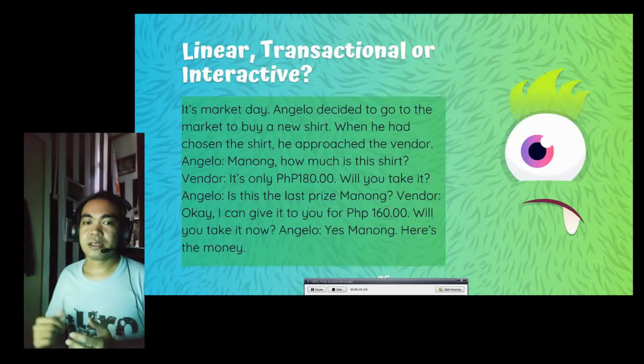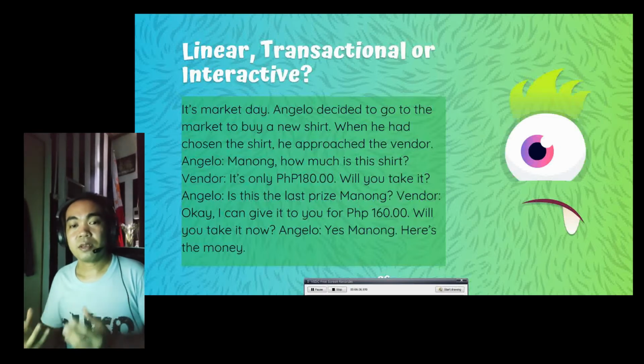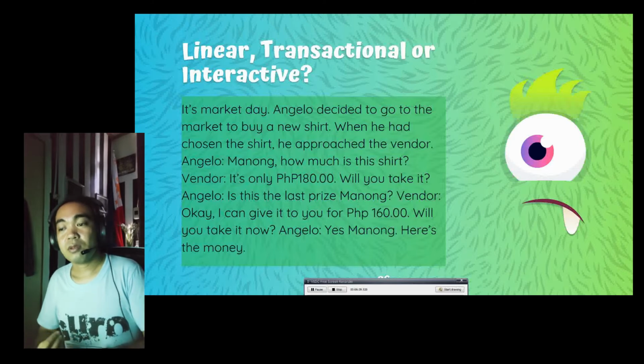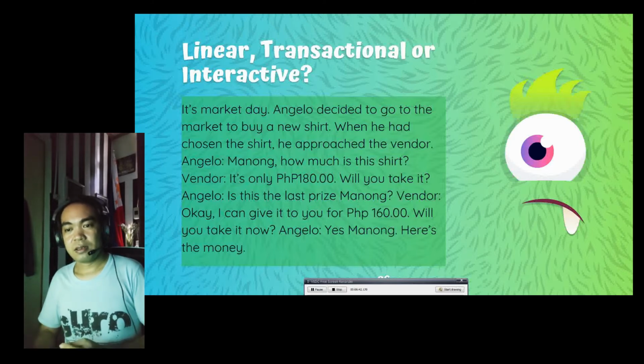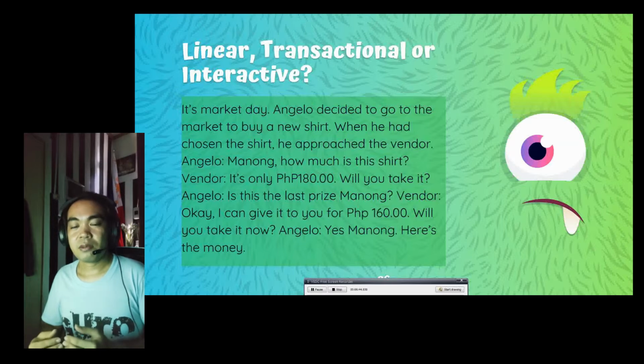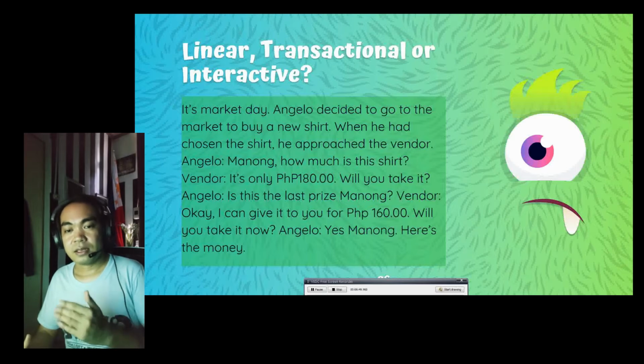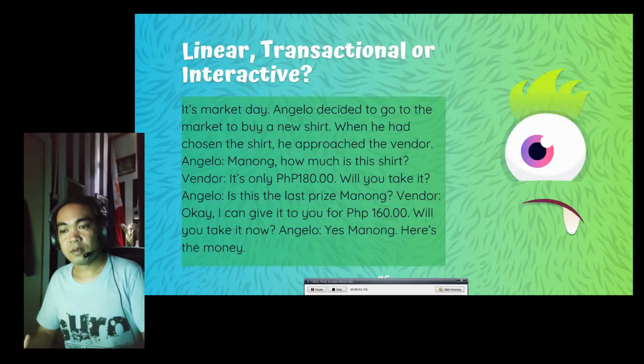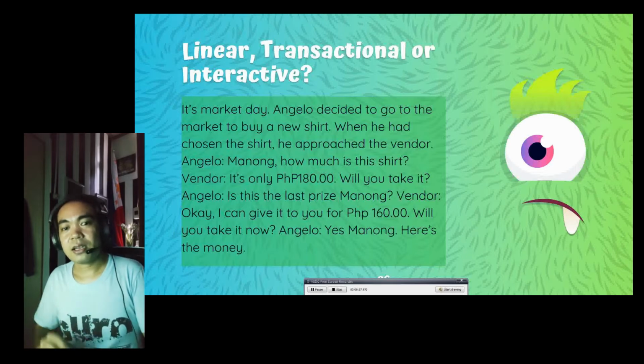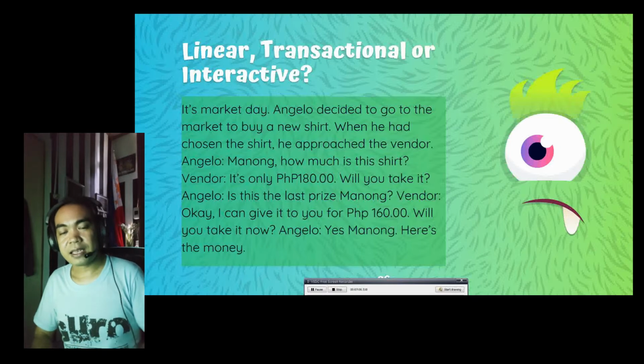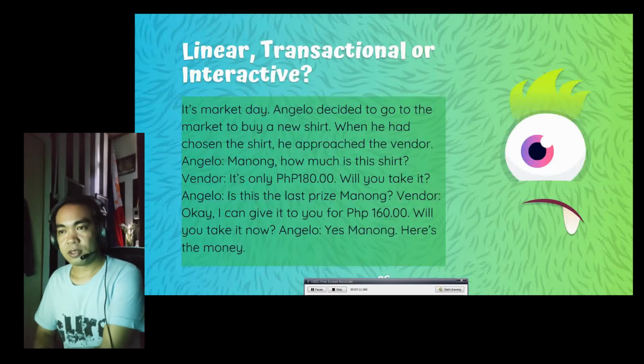So if you notice, ladies and gentlemen, it's not just a simple conversation. They were able to understand each other because of the context of them trying to relate with each other regarding the price of the commodity, or the price of the shirt in this case. So we will consider this not just transactional but interactive because they have to interact with each other. They have to exchange and understand information regarding the last price of the shirt.